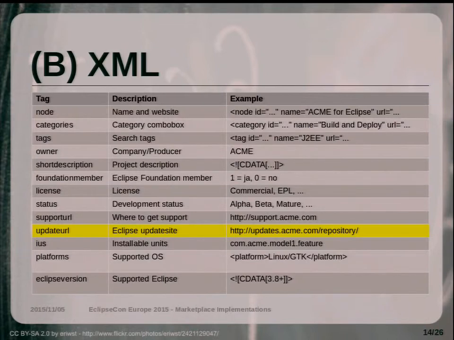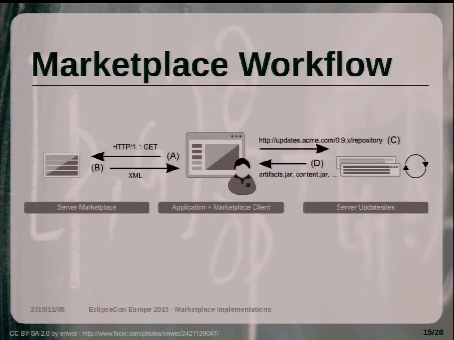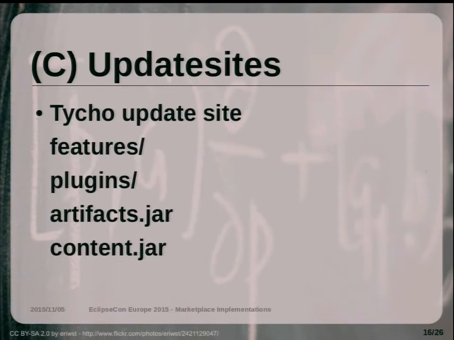But the update URL, that's what I showed before, is the thing when you put in an update site manually, where Eclipse knows, okay, I have to take this update site or this update URL, put it into my reference system, and then fetch the update from there. So pretty straightforward. Yeah, so now we go to point number C.